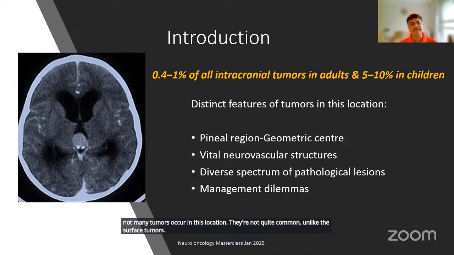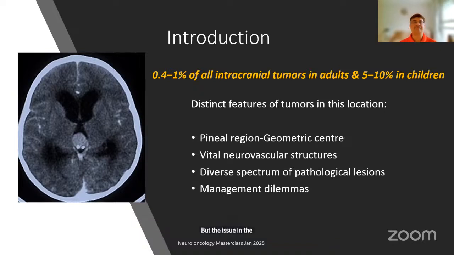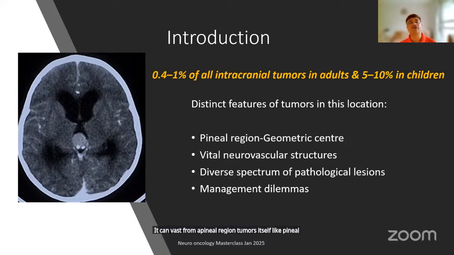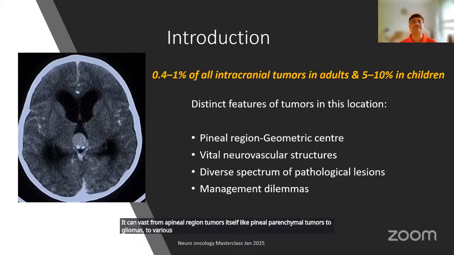But the issue in the pineal region is the heterogeneity of lesions. In other parts of the brain, we know which tumors are common, 1, 2, 3. In pineal, we can never be certain because of the tumor heterogeneity. It can vary from pineal parenchymal tumors themselves to gliomas, to various other uncommon tumors, the germ cell tumors. So one can never be certain preoperatively or radiologically what we are going to deal with in this case. That is the challenge in pineal region tumors.